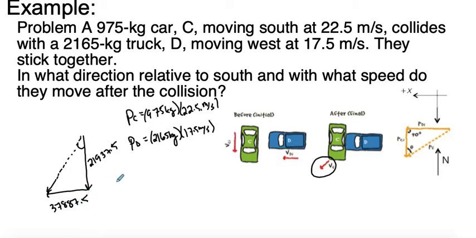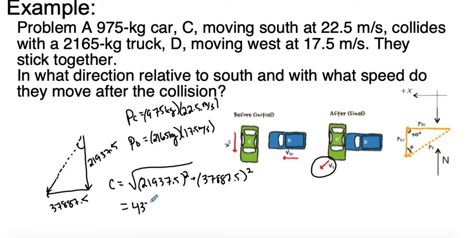And again, we're going to do Pythagorean's theorem here. So it's going to be c equals the square root of 21,937.5 squared plus 37,887.5 squared. So that's just a squared plus b squared equals c squared. And since we are solving for c, we had to square root the equation. And we end up getting a momentum of 43,780.3 kilograms times meters per second. So that's the momentum of the system here.